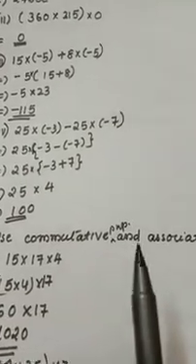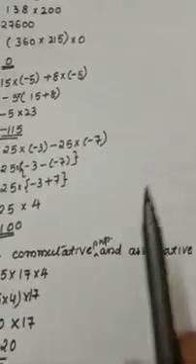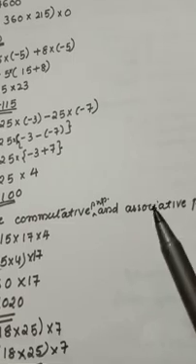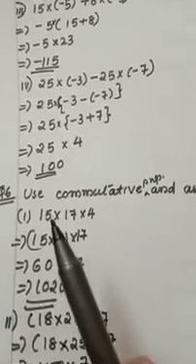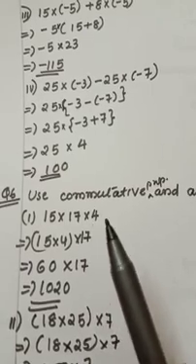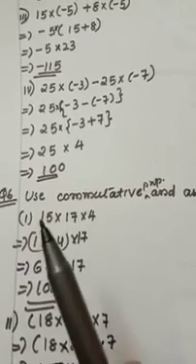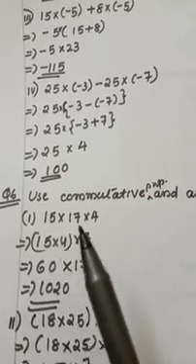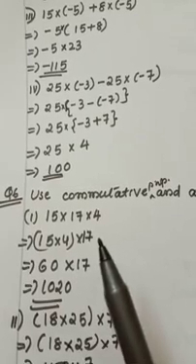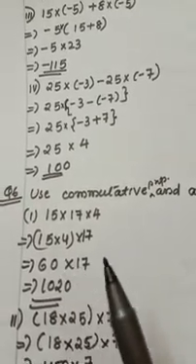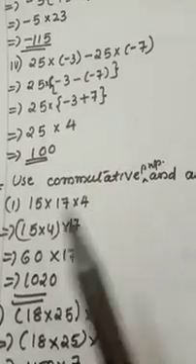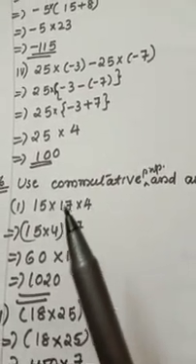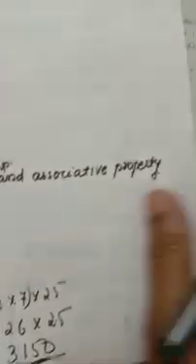Now use the commutative property and associative property. Commute meaning interchange the numbers, associative meaning grouping the numbers. See, 15 into 17 into 4. I grouped 15 into 4 into 17. Okay, 60 into 17. Actually commute only: 4 I took here, 17 comes here.